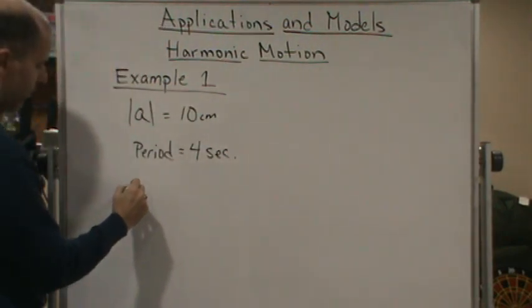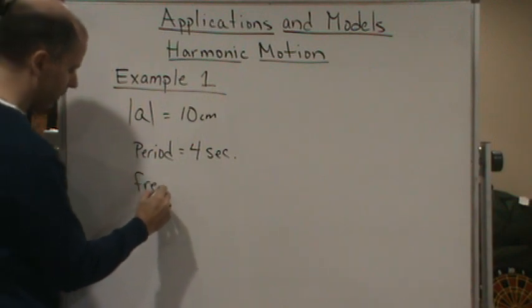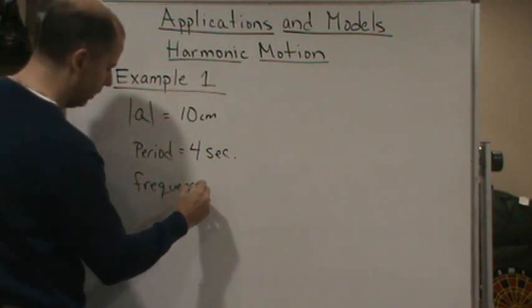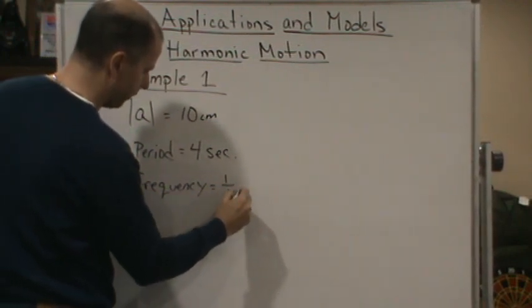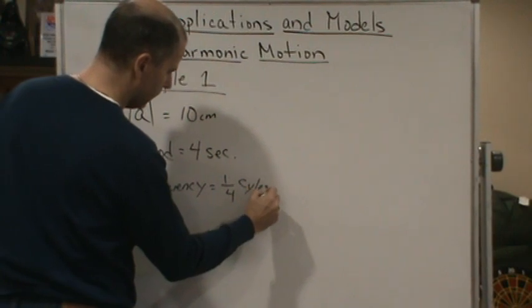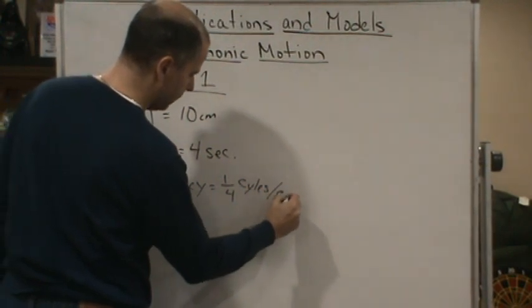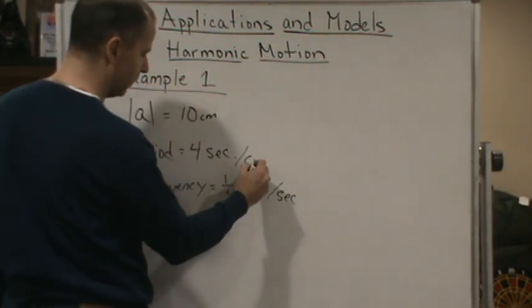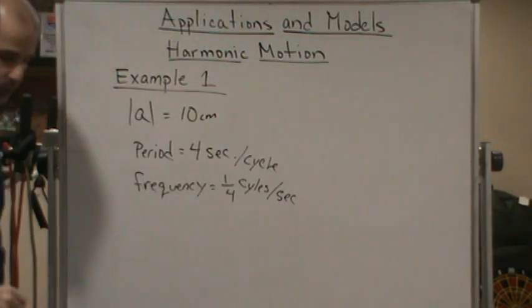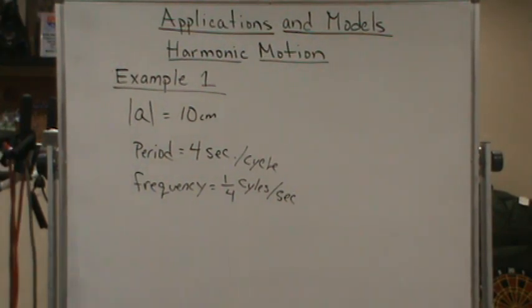And then, of course, the frequency was 1/4 cycle per second. Remember, the period is 4 seconds per cycle. That was the setup before, so that's nothing new. You shouldn't be surprised by that.